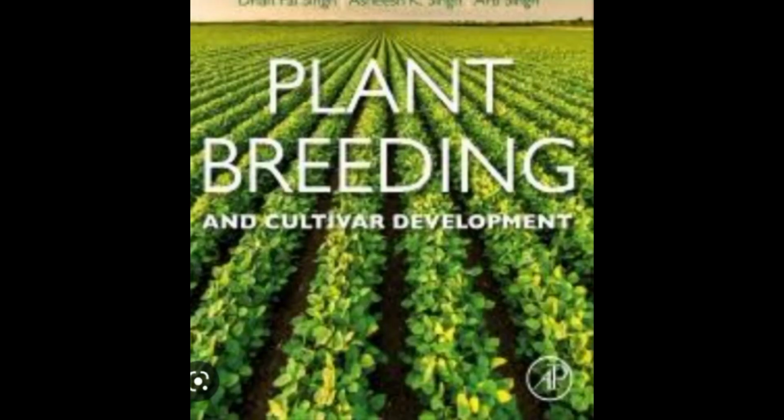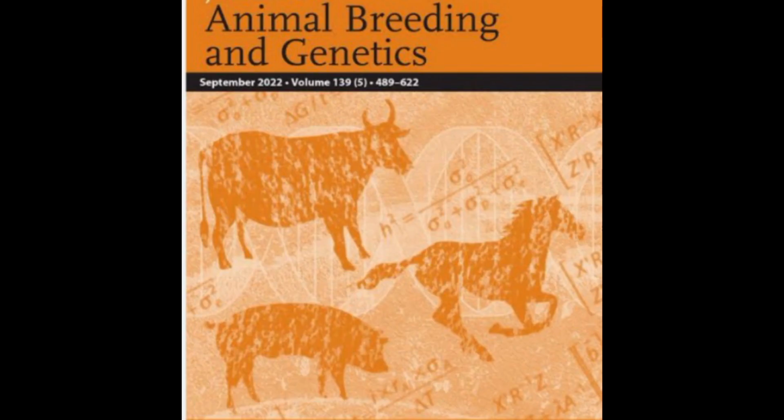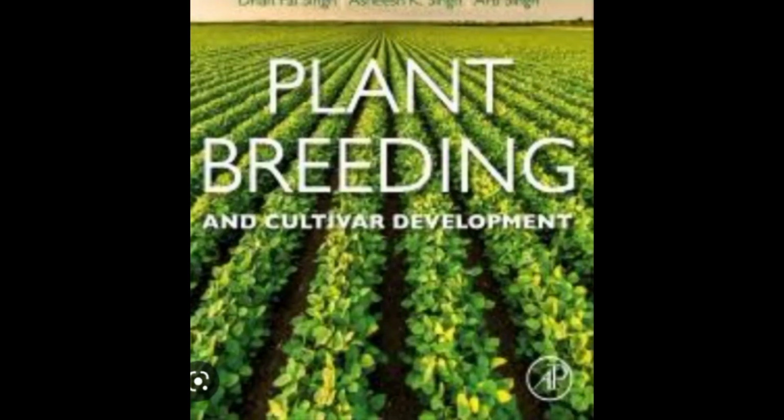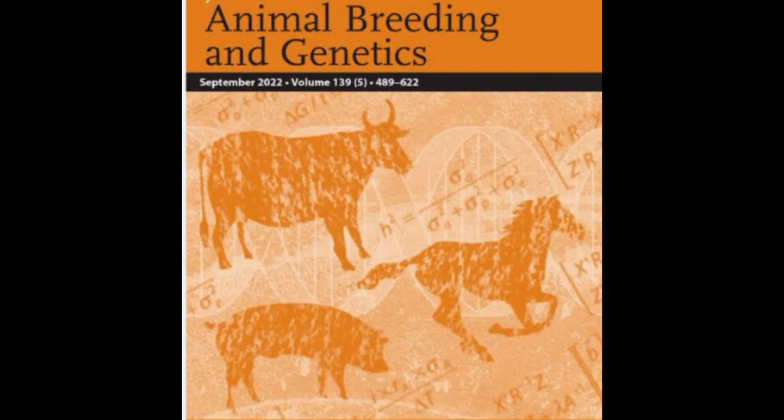Types of hybridization. One, intervarietal hybridization. The parents involved in the hybridization belong to the same species. They may be two strains, varieties or races of the same species. It is known as intraspecific hybridization. In crop improvement programs, varietal hybridization is the most commonly used. The intervarietal cross may be simple or complex depending upon the number of parents involved.